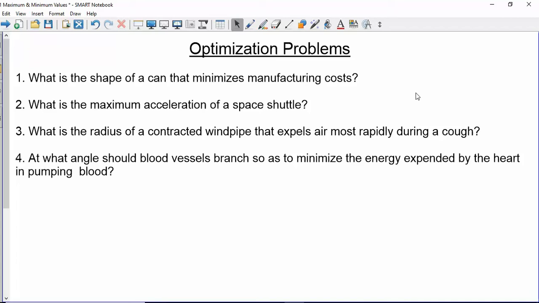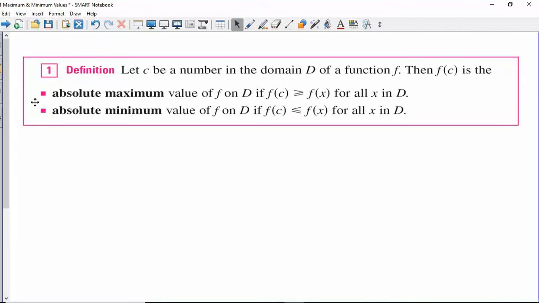So this idea of maximization and minimization is actually the reason that calculus is required by so many different majors. That's why all the business majors have to have calculus, because you have to be able to maximize your profits and minimize your costs. That's why science majors have to have calculus, because of this idea right here.